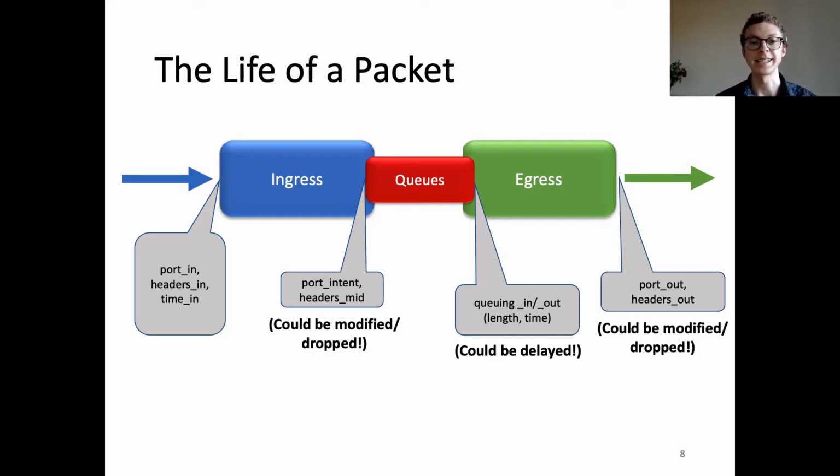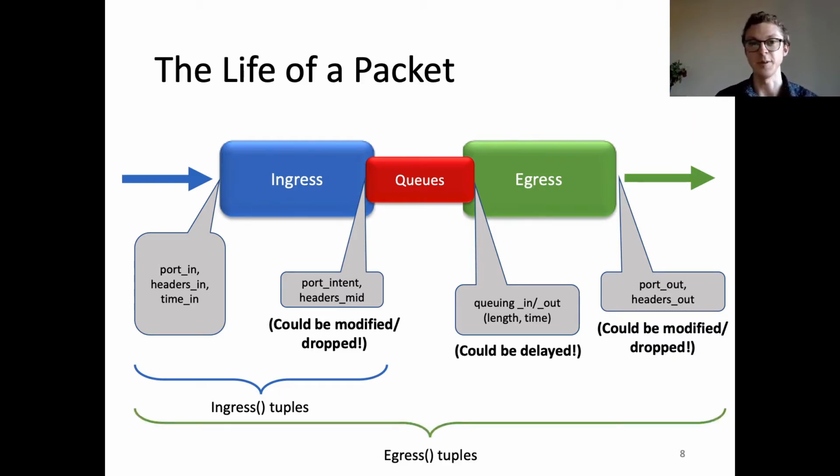Now, in order to represent packets as tuples, we created two types of tuples. The first are ingress tuples. Ingress tuples represent all packets that are seen by the switch and undergo ingress processing. Ingress tuples contain information about packets at the start and end of ingress processing. The second type of tuple is the egress tuple. And egress tuples represent all packets that are queued and enter egress processing. And those tuples contain all values about the full packet lifecycle. In particular, note that egress tuples represent packets that are not lost due to a full queue.